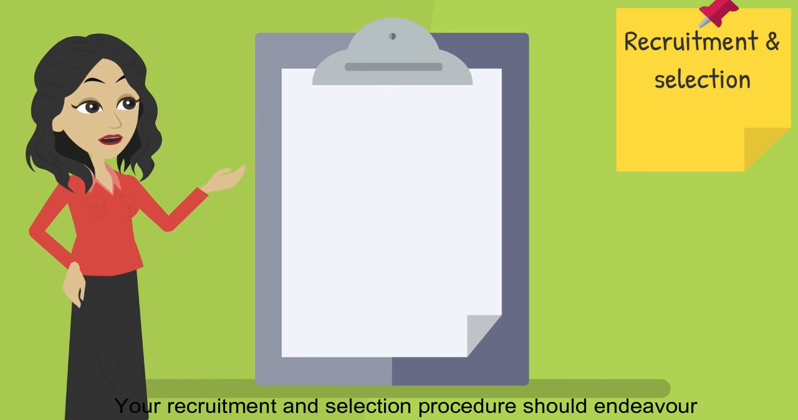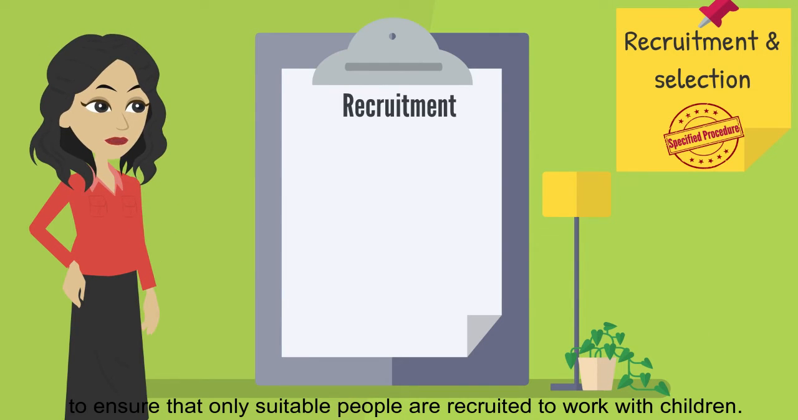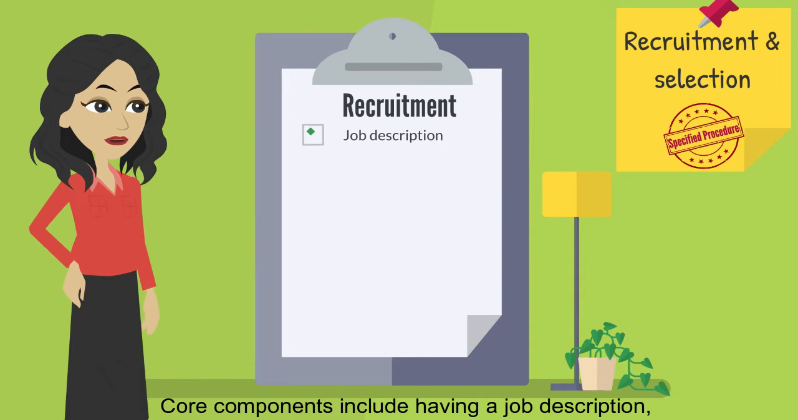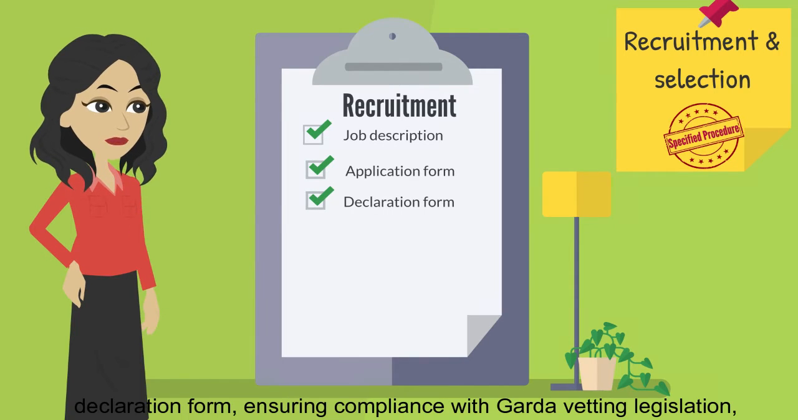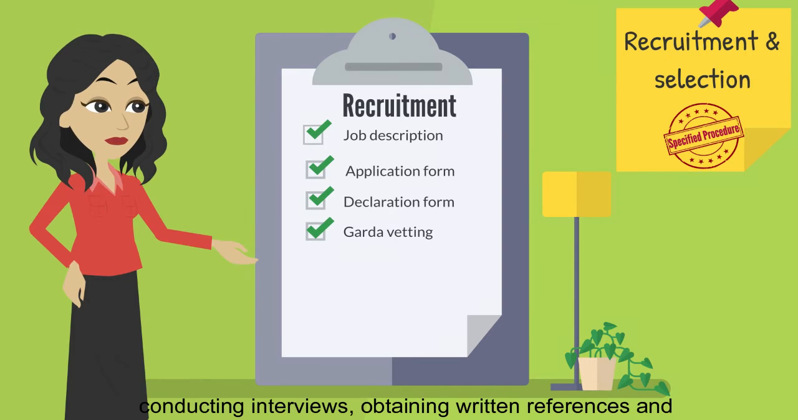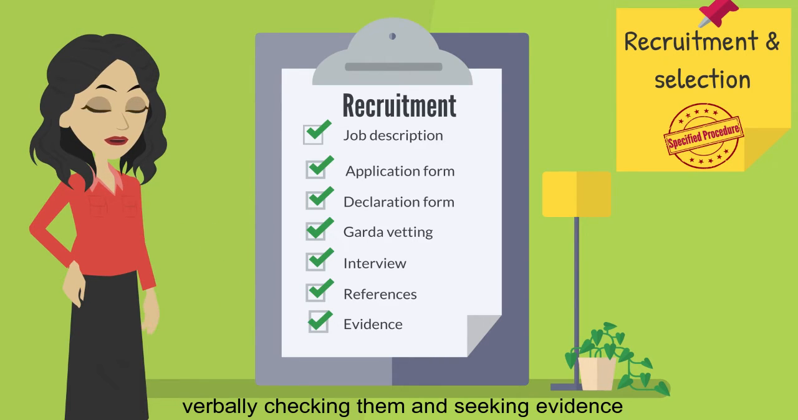Your recruitment and selection procedure should endeavour to ensure that only suitable people are recruited to work with children. Core components include having a job description, asking potential applicants to complete an application form and a declaration form, ensuring compliance with Garda vetting legislation, conducting interviews, obtaining written references and verbally checking them, and seeking evidence of identification, qualifications and experience.